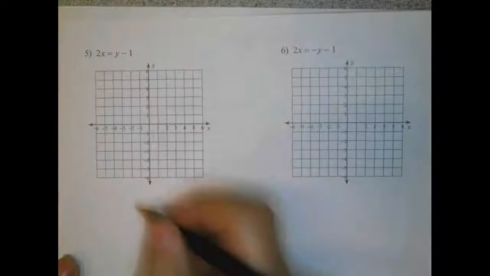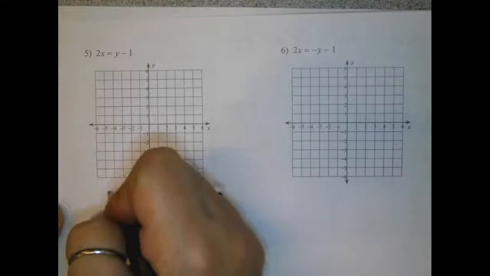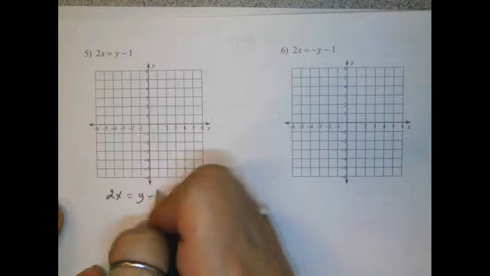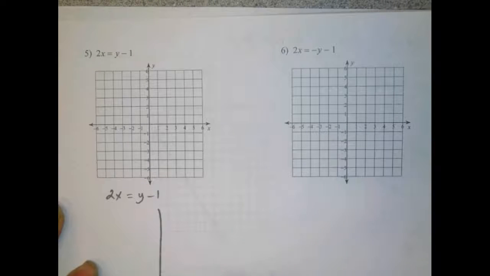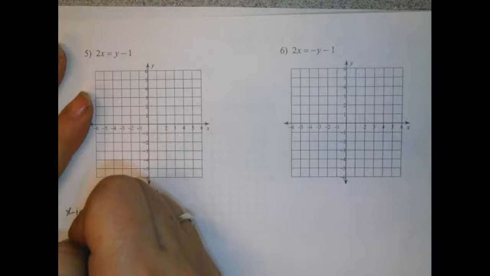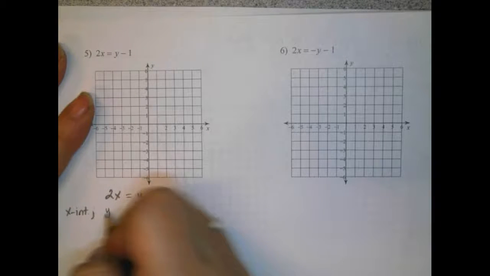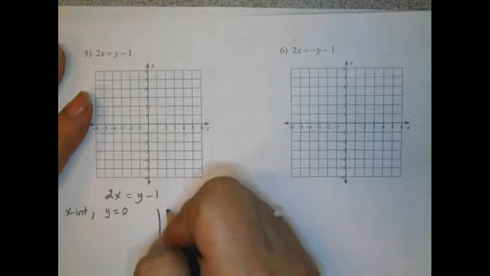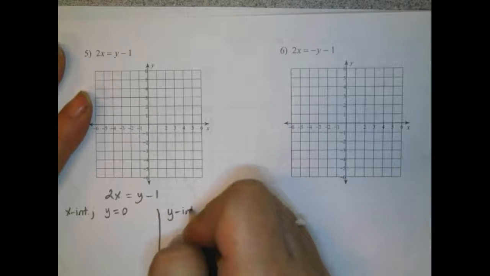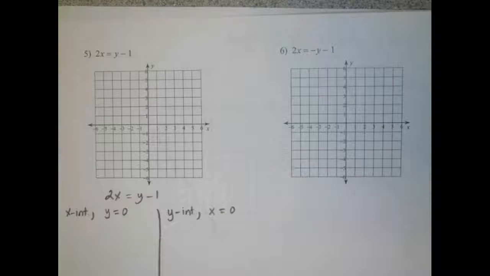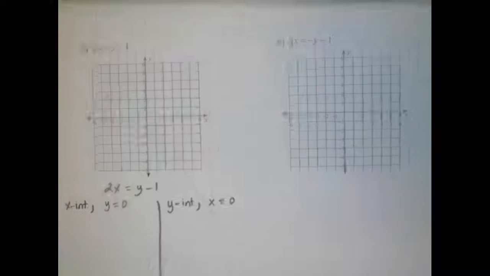Okay, so I'm going to rewrite the problem down here. 2x is equal to y minus 1. And then I'm going to divide my workspace into 2 sides. One side, I'm going to say x-intercept, and my y is going to equal 0. On the second one, I'm going to say y-intercept, and my x is equal to 0. Now we're going to wait. Go ahead and write that down, and then we'll catch up.